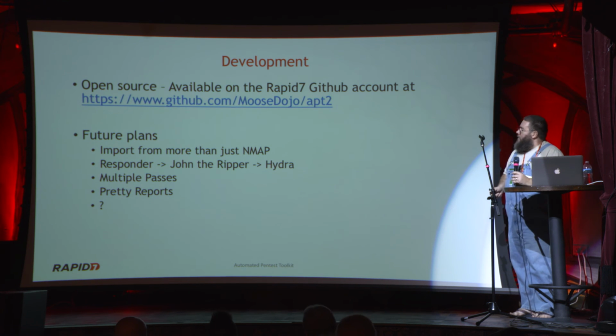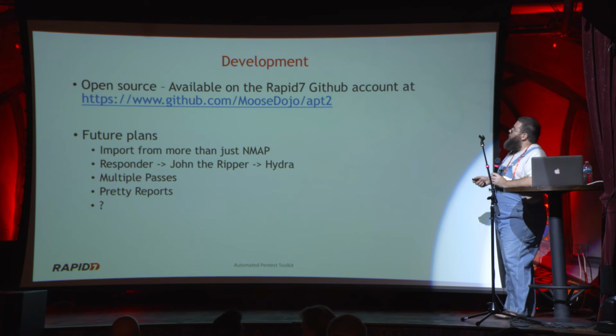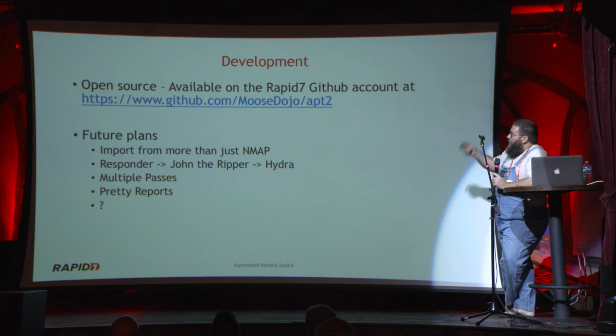All right. So now we're over to the development of it. It is open source, or should have been by this morning, but I didn't have access to GitHub this morning. As soon as I get a chance and get out of here and get back on the internet, this will be a public repo. It's at github.com, MooseDojo, APT2. Go check it out, download it, try it out.